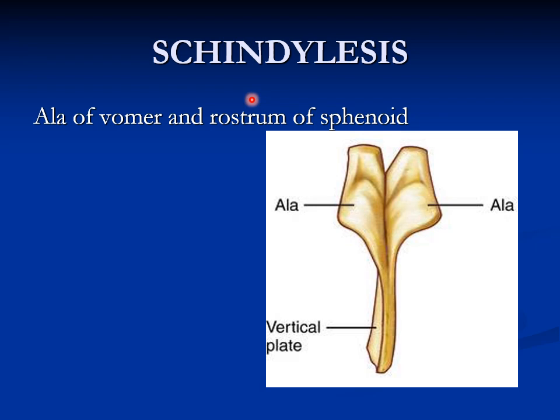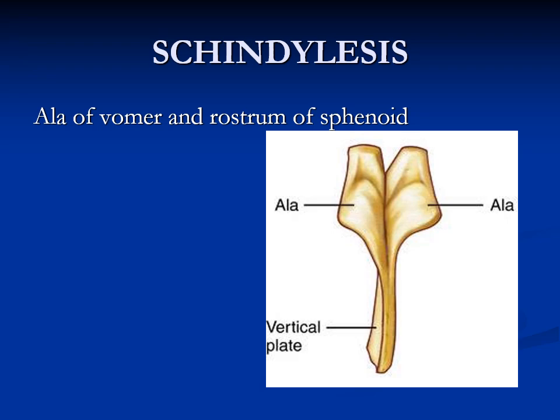Now schindylesis: in this case we see a groove, or socket, a single groove formed by the ala of the vomer bone, and into it the wedge-like rostrum of the sphenoid bone fits. In the previous slide you saw the wedge-like bone fitted into that groove. This is the typical example between the ala of the vomer and the sphenoid, the vomero-sphenoid suture, and this is known as schindylesis.